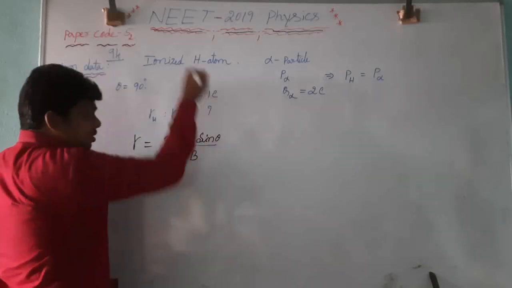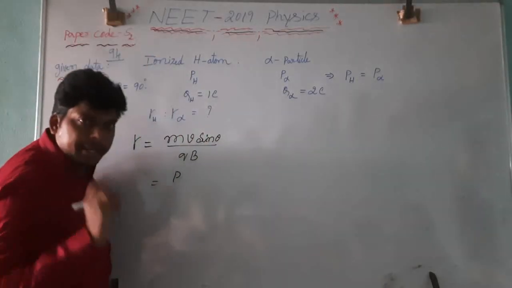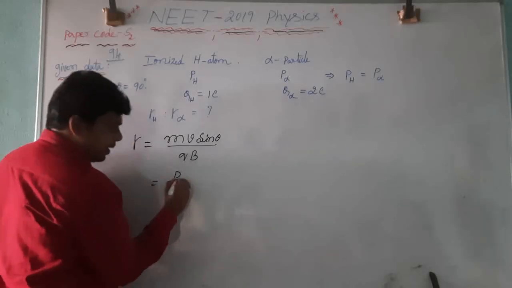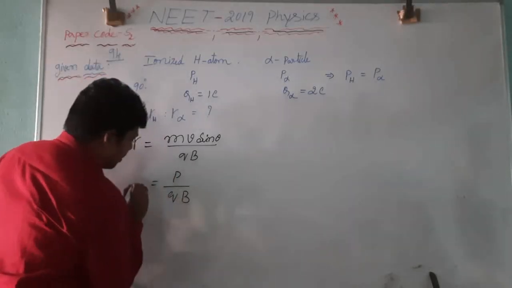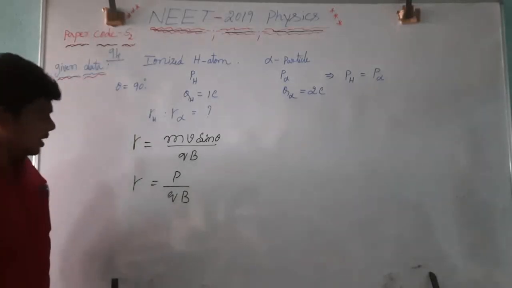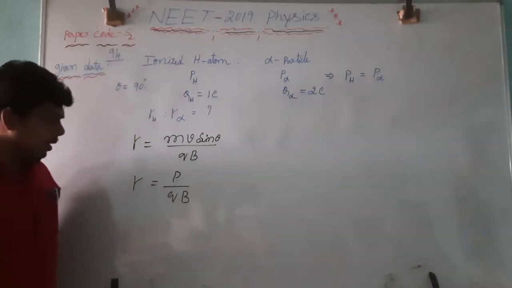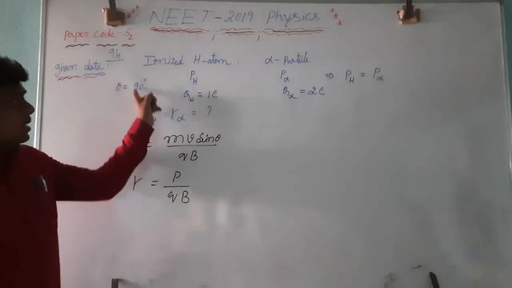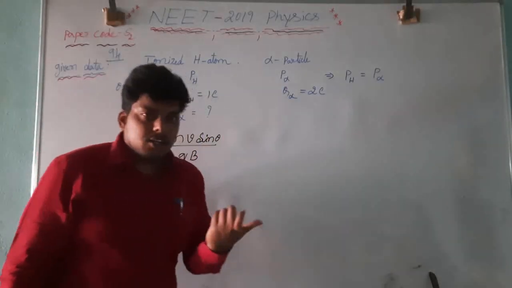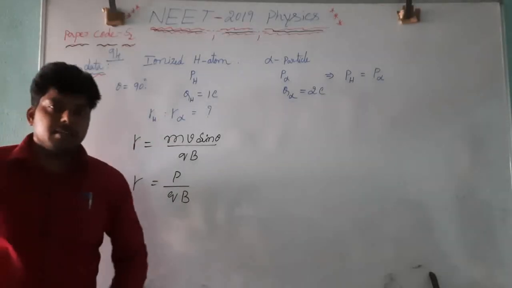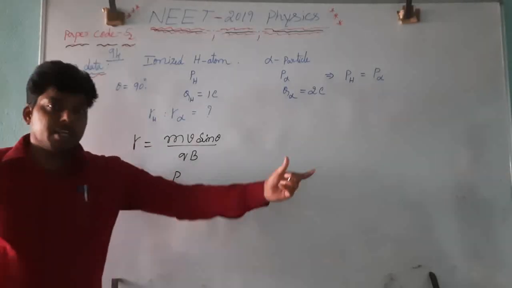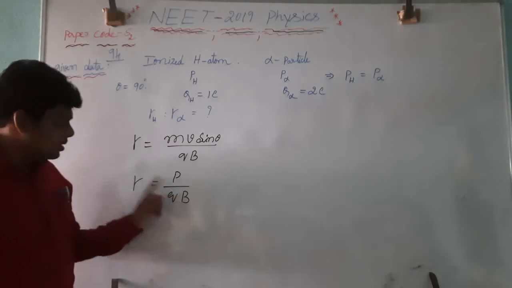Here theta is equal to 90 degrees. Sin 90 degrees is 1. So p into 1 is p, divided by q. Here the radius is equal to p divided by qB. Here p in the two cases is constant or variable? Constant. And B in the two cases is constant too, because the ionized hydrogen atom and the alpha particle enter a constant magnetic field.